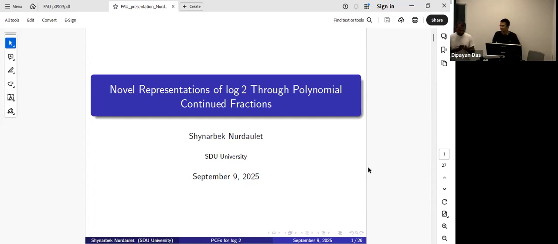So today, the first talk will be by Nurdaulet. He's a PhD candidate in mathematics and statistics at SDU University, where his research focuses on polynomial continued fraction representations of mathematical constants. He's particularly interested in the algorithms developed by Ramanujan machine and their application in discovering new mathematical formulas.